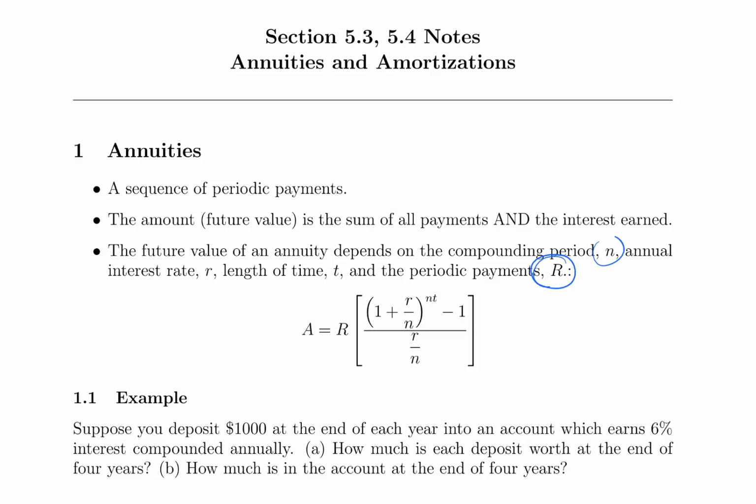Typically this is going to be monthly or semi-annually or annually, and the periodic payment time period should match the compounding period. So the N, if you have a compounding period that's semi-annually, then you can assume that your payments are also semi-annually.